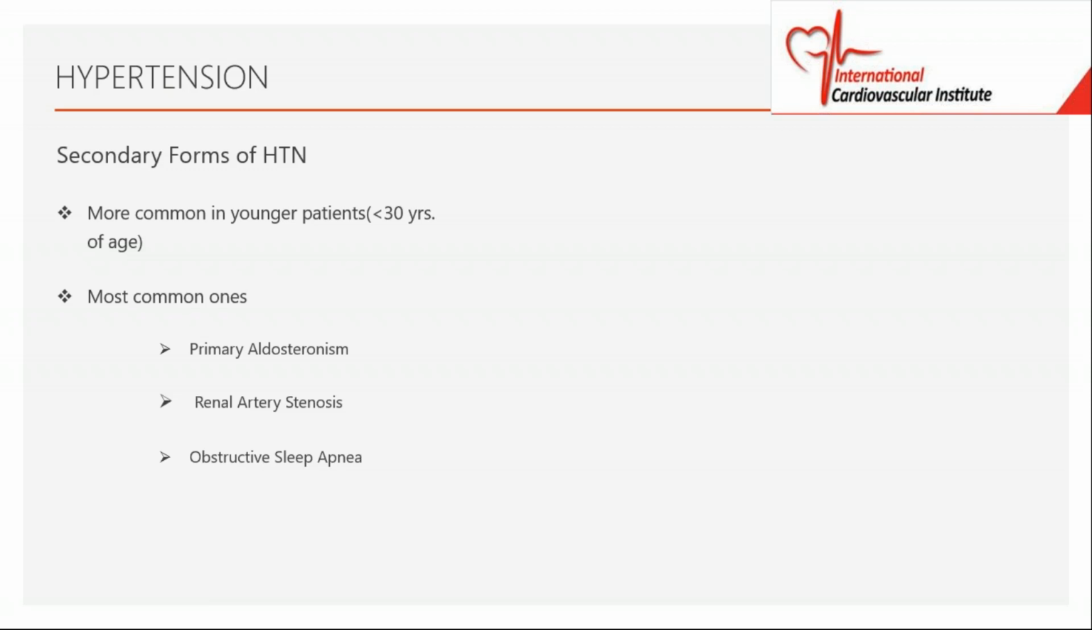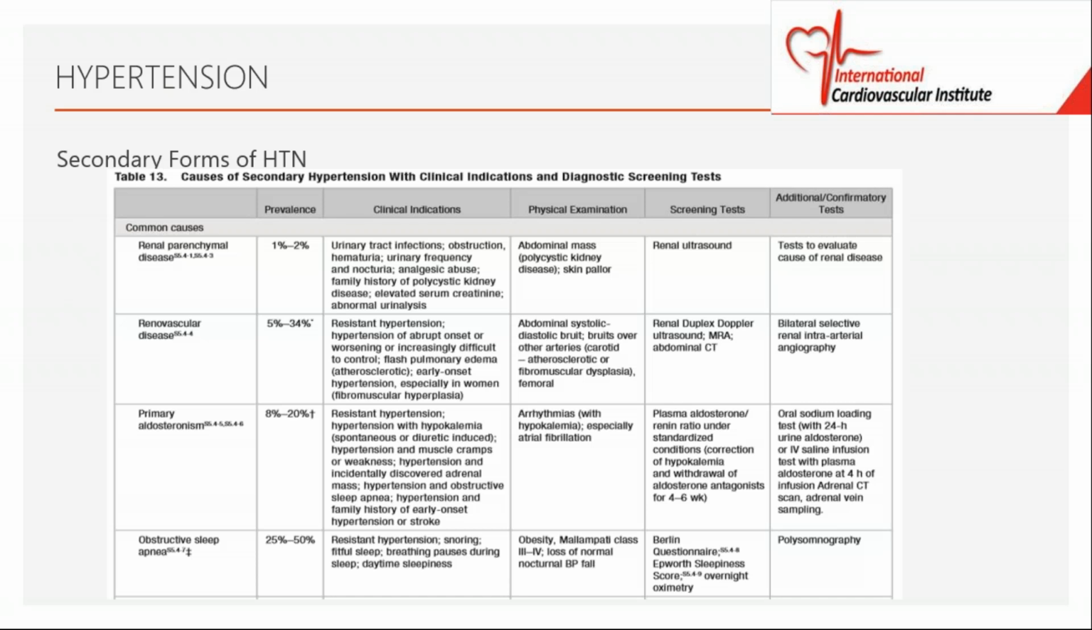So a young patient presents with hypertension, what are you going to do? This is a fairly exhaustive list of all the secondary causes for hypertension. Renal disease: patients with chronic kidney disease, as we mentioned, and polycystic kidney disease, which runs in families. That's about 1 to 2% of your secondary hypertension.